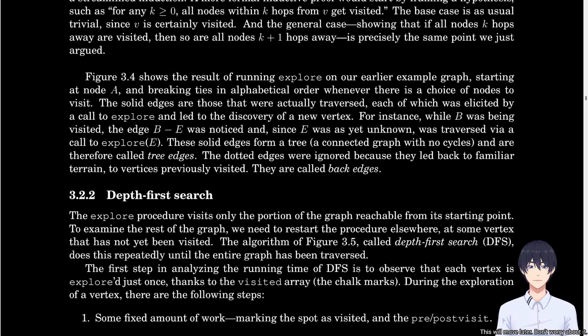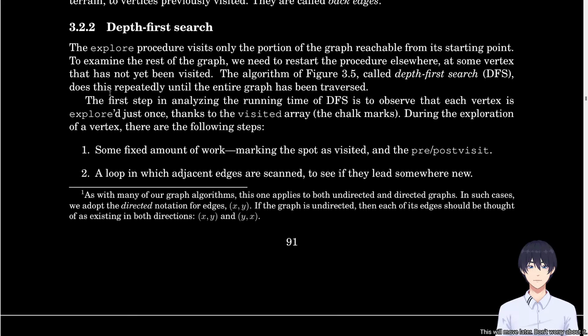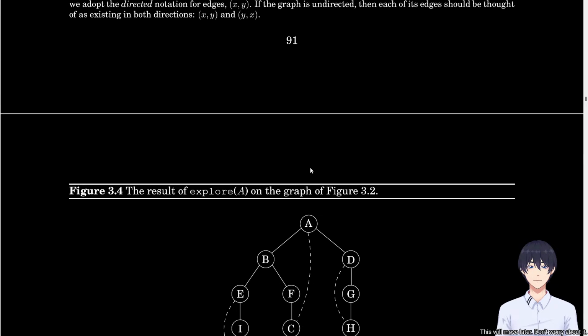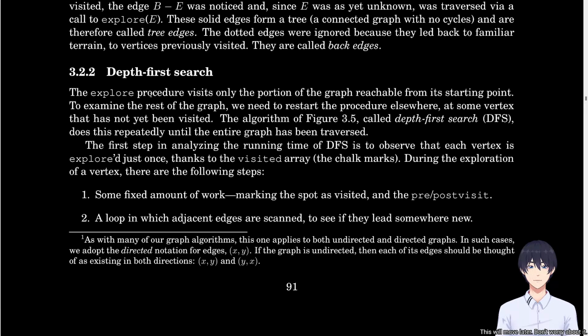This figure shows the result of running explore on our earlier example graph, starting at node A. Yeah, and breaking ties in alphabetical order. Let me see where that is. 3.4, start A. I don't remember what that graph looked like, but let's read this.